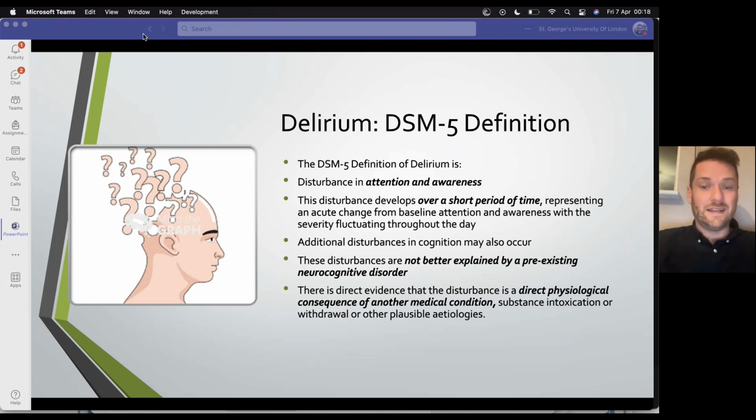The really important thing to think about with delirium is that it's an acute disturbance in attention and awareness, and it's almost always the direct physiological consequence of another medical condition. So a classic one being UTIs, right? So let's have a look.